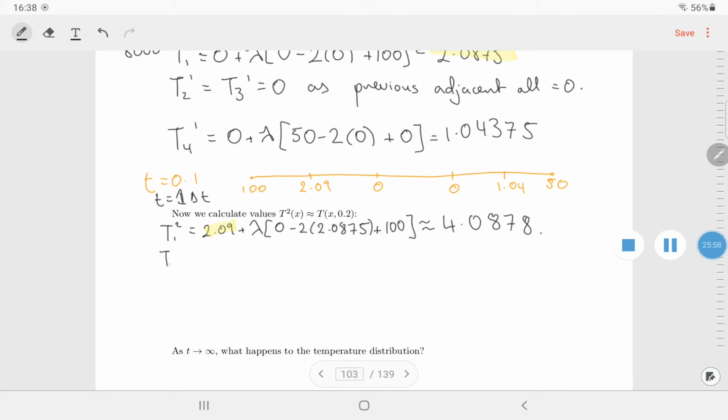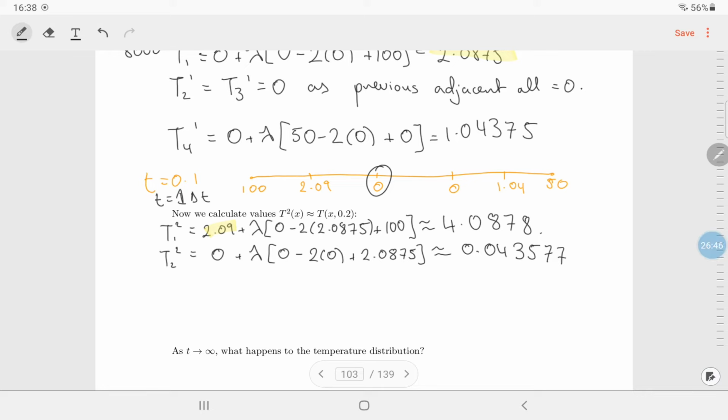Now we'll do the next one, T2, at this next time, is the previous T2, which is 0, plus lambda. The next temperature over here is 0. The current temperature is 0. And the previous temperature, now we're looking at this point here, is the 2.0875. And so what do we get? We get lambda, which is this 167 over 8,000 times minus, well, zeros are nothing, times 2.0875. And I get a little bit of heat transfer, 0.43577 if I do it to 5 significant figures. Now there's only a small heat transfer here because there wasn't much heat around x equal to 2. It wasn't that hot. So that's what that is.